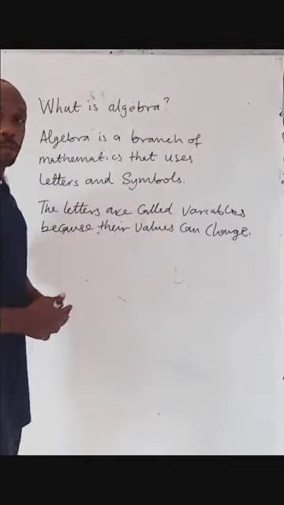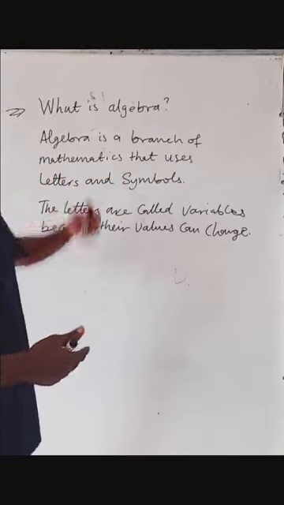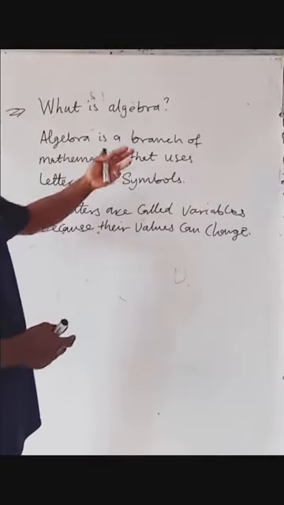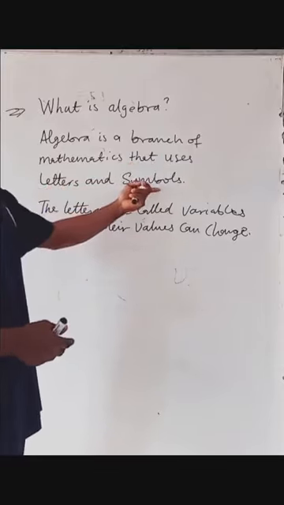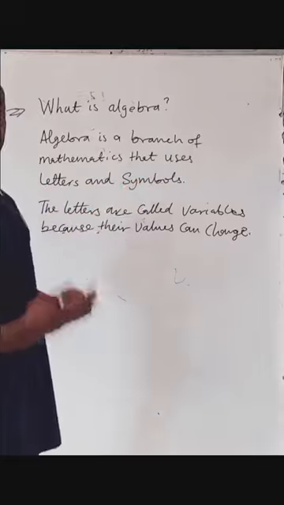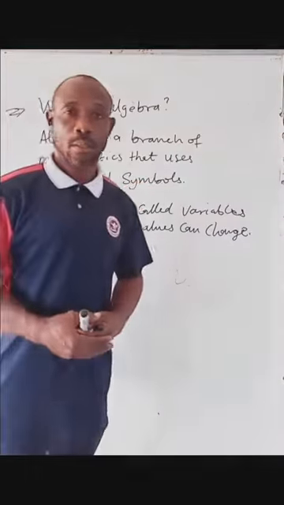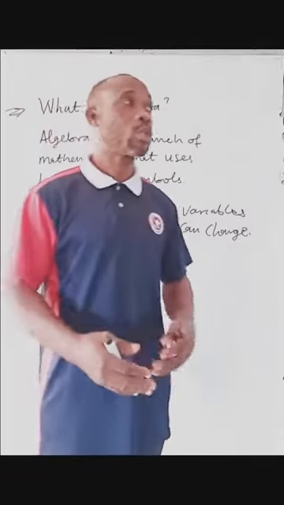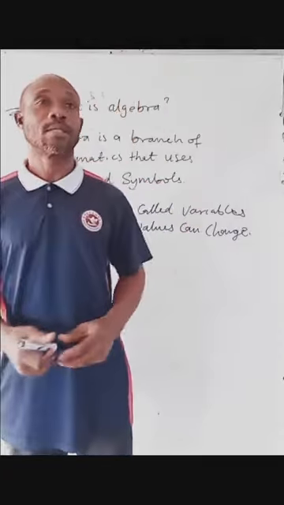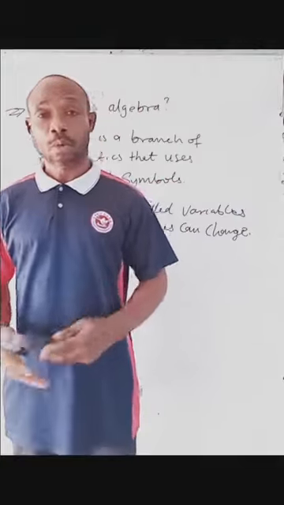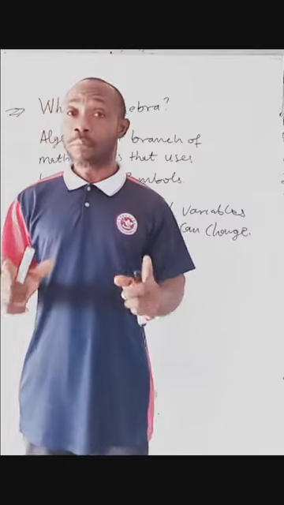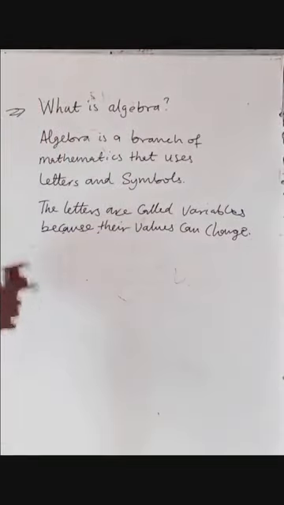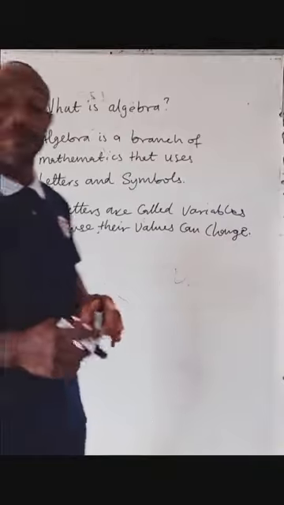What is algebra? Algebra is a branch of mathematics that uses letters and symbols to represent numbers. So in algebra, you see expressions that contain letters or symbols. Now these letters and symbols are used to represent numbers. So in algebra, the letters are referred to as variables.